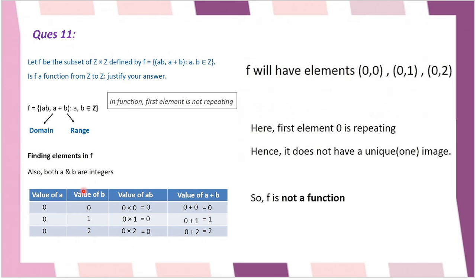So finding elements in f, both a and b are integers. If we take value of a as 0 and b as also 0, so what is ab? 0. And what is a plus b? 0. If we take 0 and 1, so 0 into 1 is 0, but the value of a plus b is 1. Again, if we take 0 and 2, then it is 0 into 2, 0, and 0 plus 2, 2. So f will have elements (0, 0), (0, 1), (0, 2). The first element 0 is repeating, and we know very well in a function it is not allowed. So it means it is not a function.